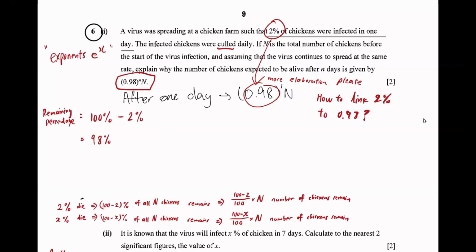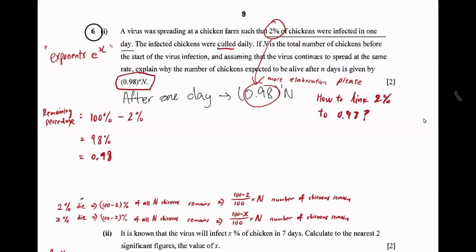So 98%. But wait, what's 98%? It's just 98 divided by 100. Oops, why is my highlighter not showing? Okay, this one, equal sign along here, then 98% is really just 0.98, right? Okay, good. So that means that 98% is left after each day.